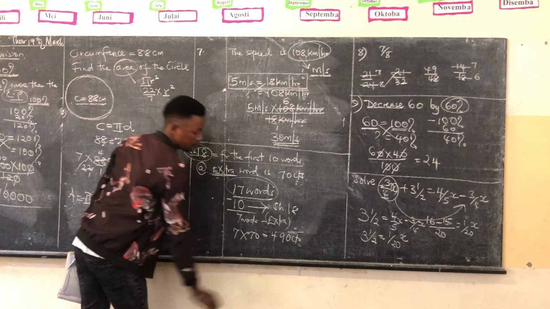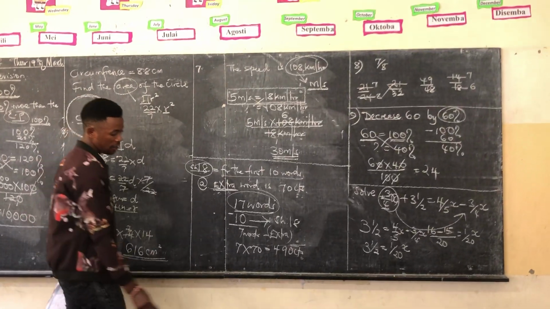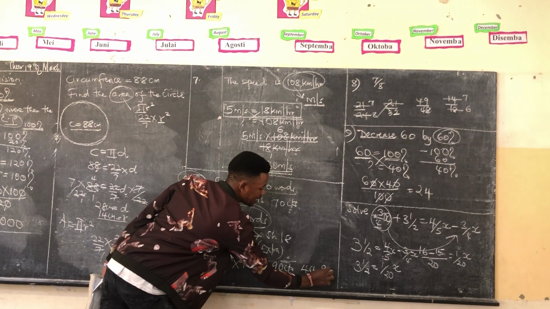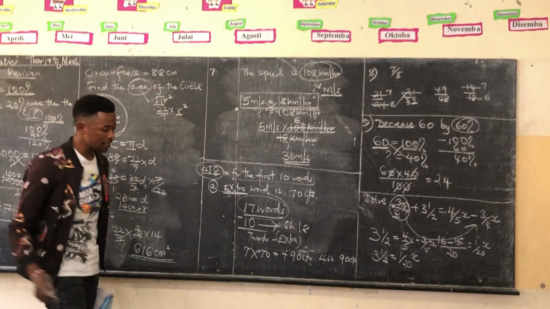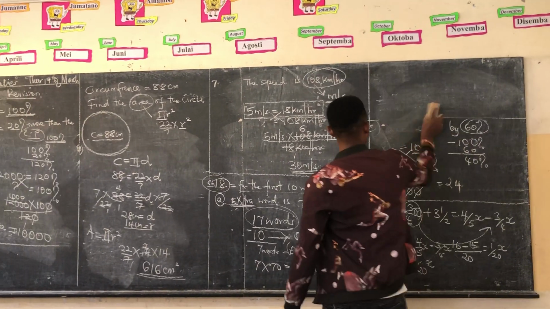490 cents. 490 cents in shillings and cents. If you divide by 100 here, it is 4 shillings and 90 cents. So this is for the extra words. So let's continue here.